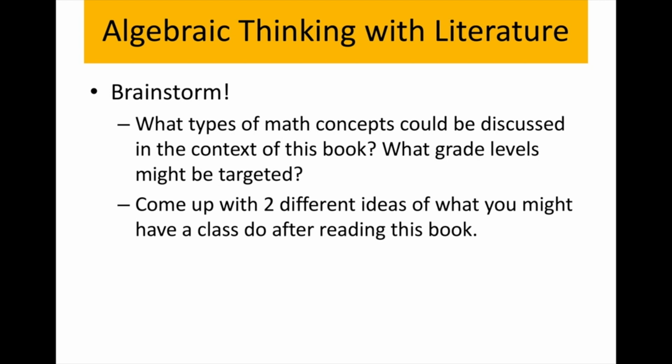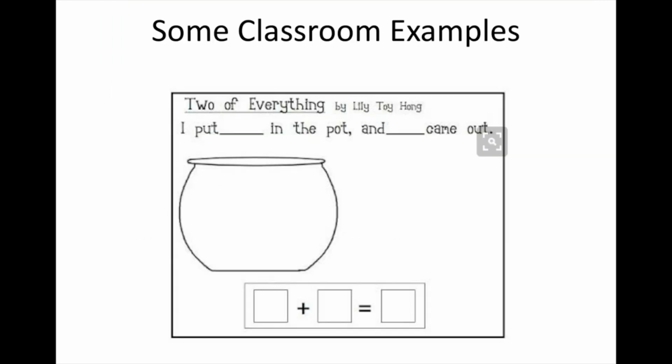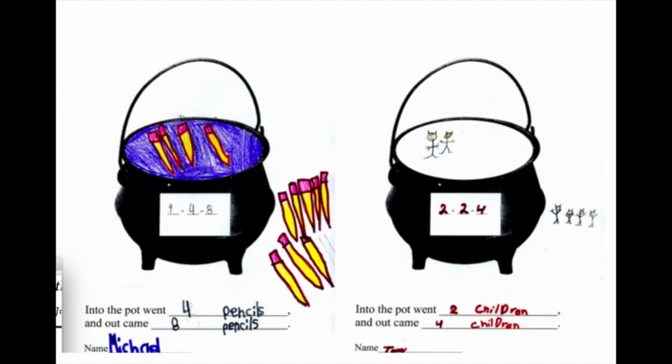Well, let's take a look at what some other people have done with this book. So one, we see some classroom examples where people are looking at a kind of general rule for this pot. And students were encouraged to make up different examples. I put 5 in the pot and 5 came out. 5 plus 5 equals 10. And there's a pattern here, right? And we're generalizing that pattern of seeing what happens in the pot each time to go through.